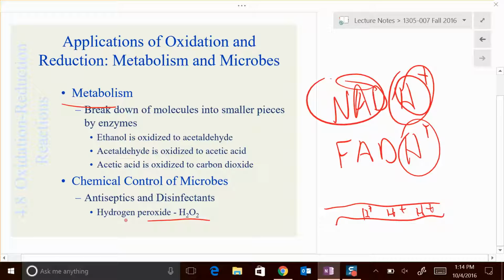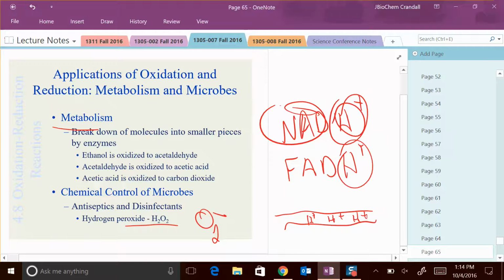Hydrogen peroxide. We actually have to regulate the O2 minus ions in our body, the superoxide ions, because they're very reactive, and through oxidation reduction processes we have to do that.